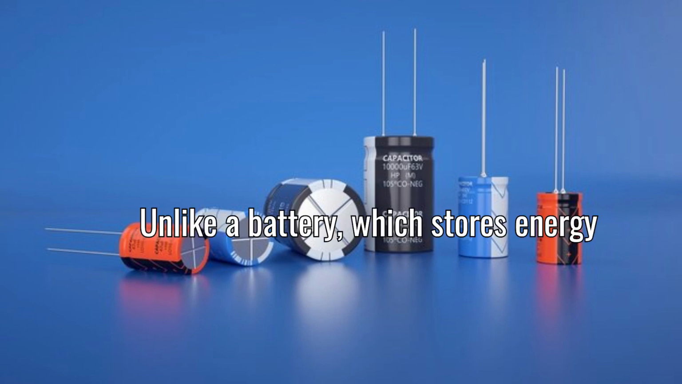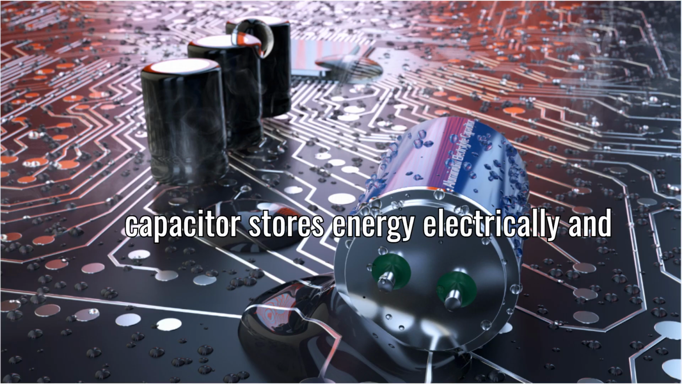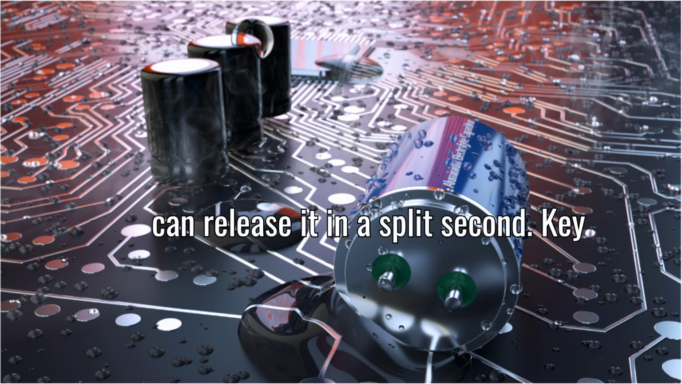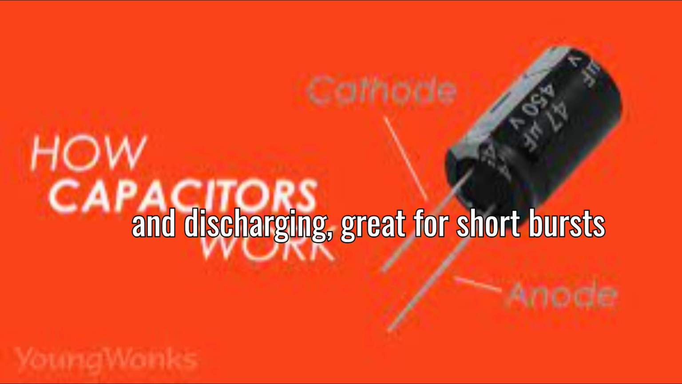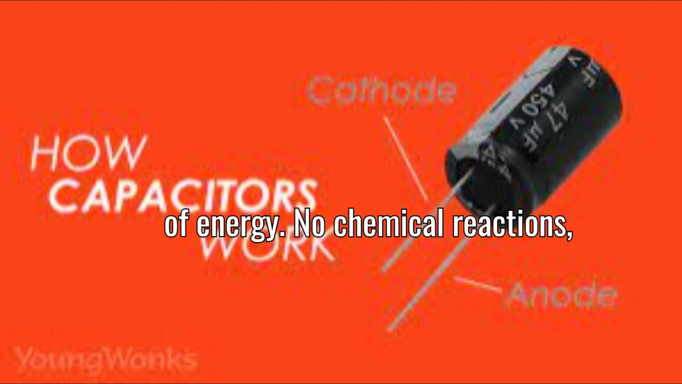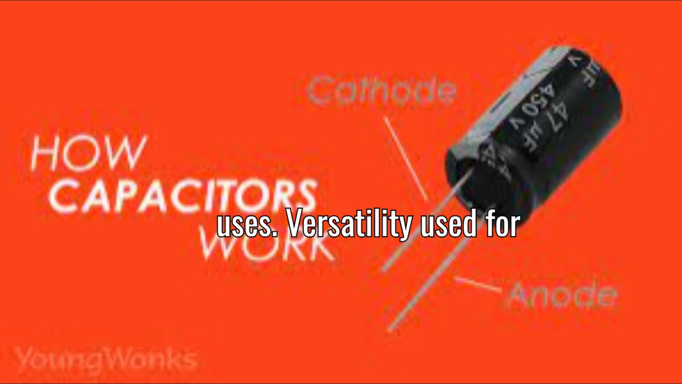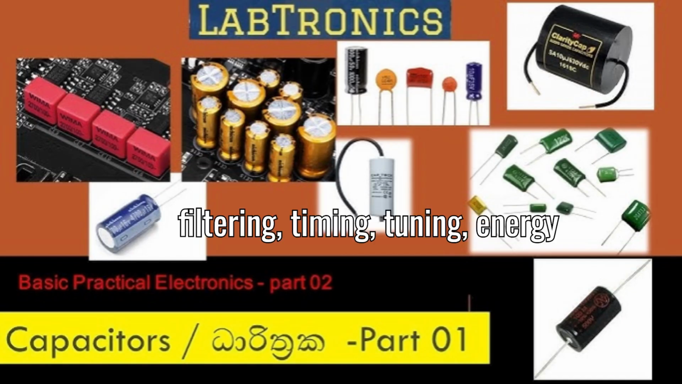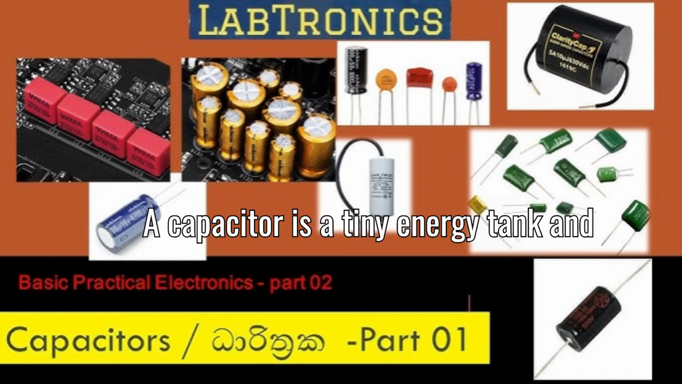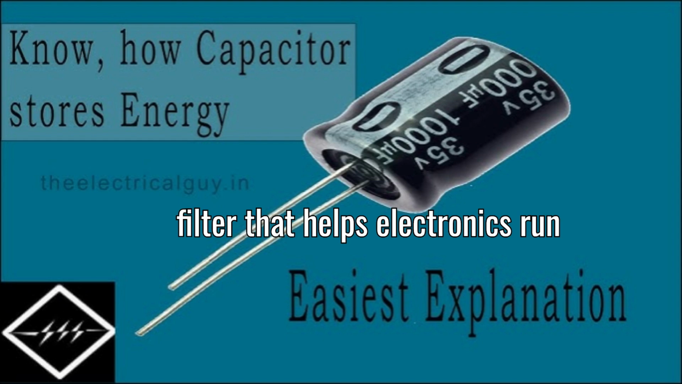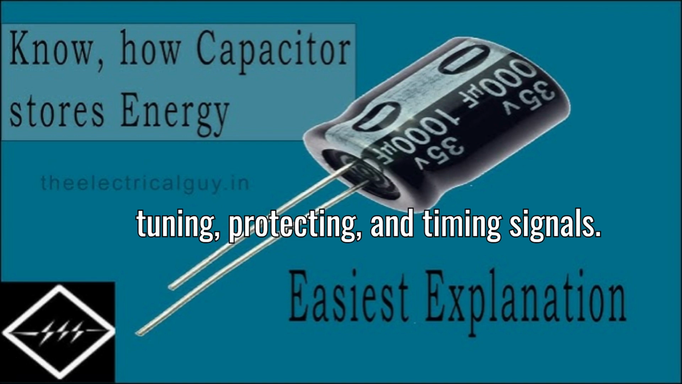Unlike a battery, which stores energy chemically and releases it slowly, a capacitor stores energy electrically and can release it in a split second. Key features of a capacitor: fast charging and discharging, great for short bursts of energy. No chemical reactions, longer lifespan than batteries in many uses. Versatility, used for filtering, timing, tuning, energy storage, motor starting, and protection. A capacitor is a tiny energy tank and filter that helps electronics run smoothly, storing, smoothing, tuning, protecting, and timing signals.